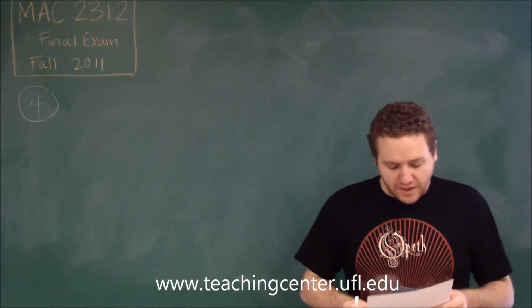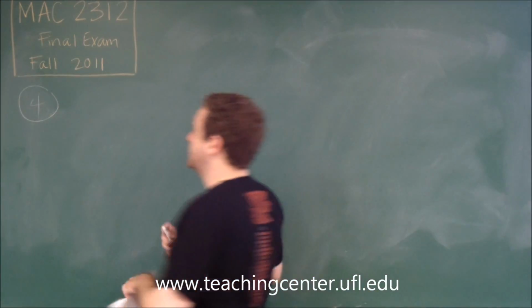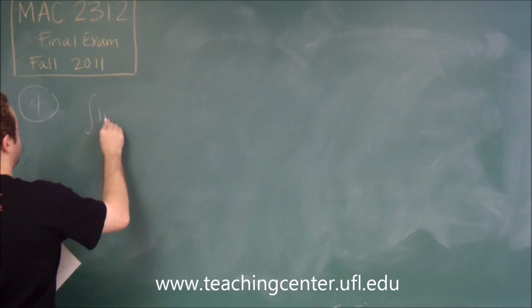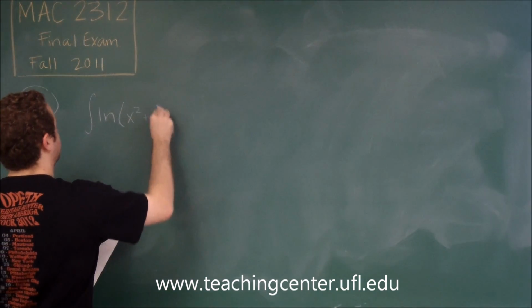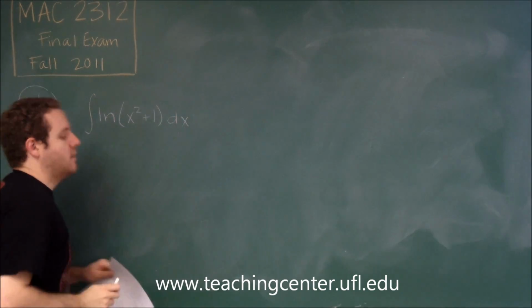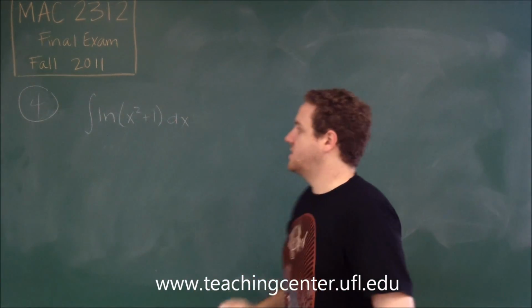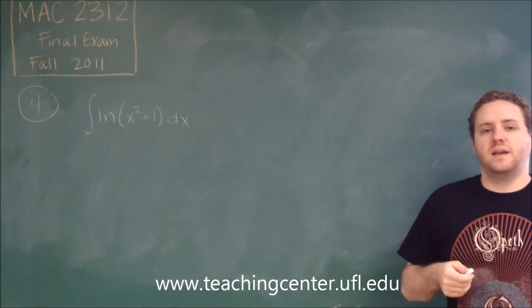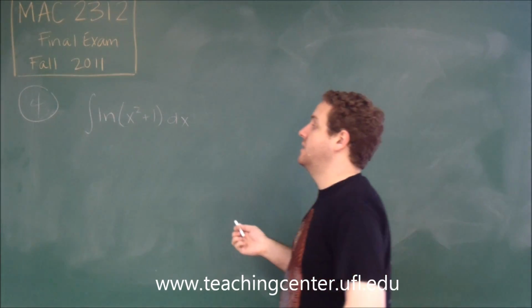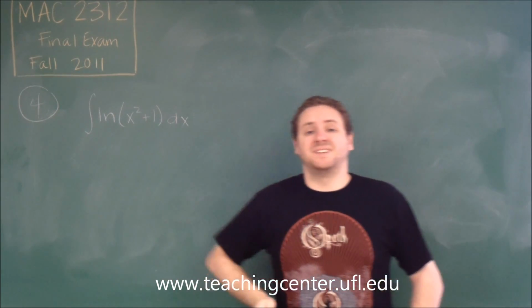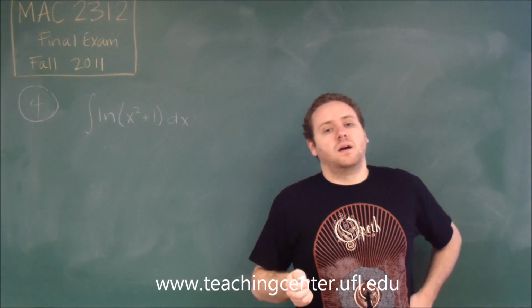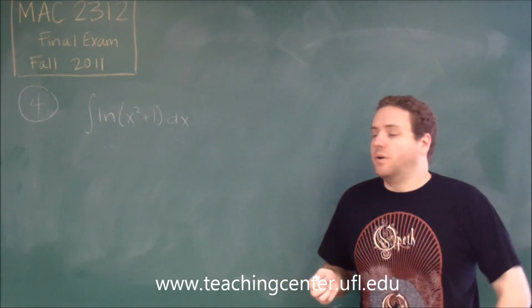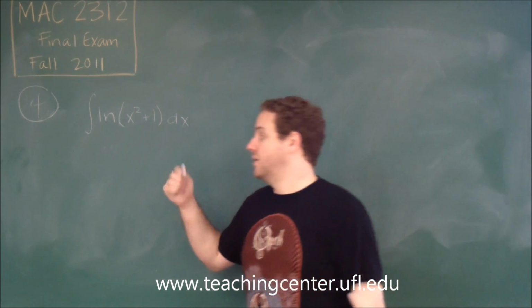Okay, for number 4, we're evaluating another integral. In this case, we're doing the integral of ln of x squared plus 1. So remember from your sections on integration techniques, whenever you're taking the antiderivative of a natural log function, you're going to want to use integration by parts, because the integral of ln is not one of the common formulas that you know, and that's all you have here.